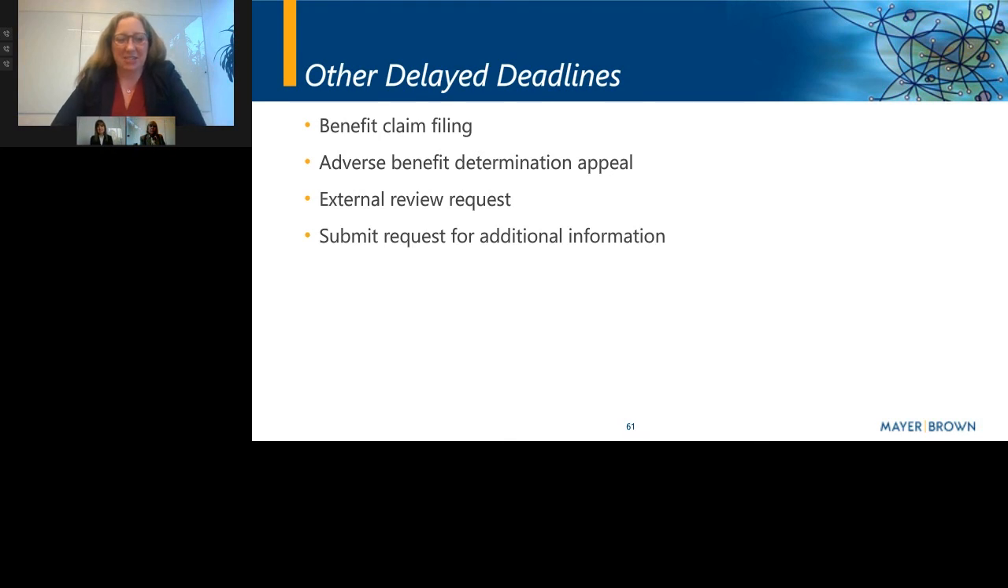Karen mentioned this during her presentation, but just a slide to highlight it. COBRA election and payment deadlines weren't the only deadlines that were delayed. Other deadlines that were delayed for the COVID-19 pandemic include the deadlines for filing benefit claims, for appealing adverse benefit determinations, for requesting external reviews, for submitting requests for additional information.